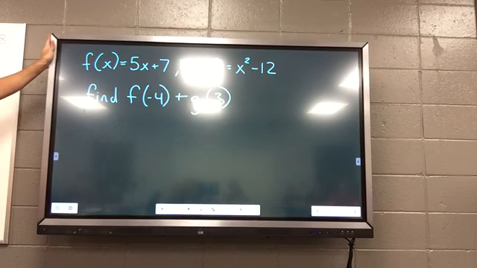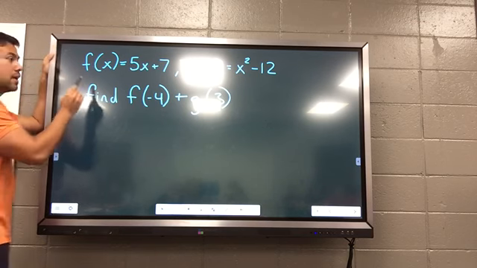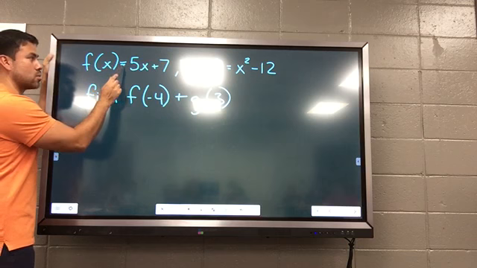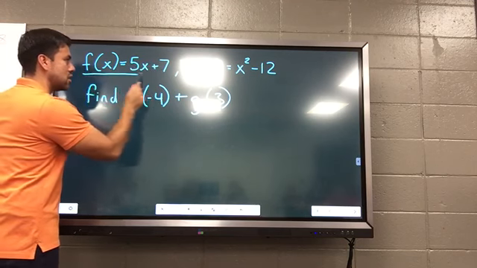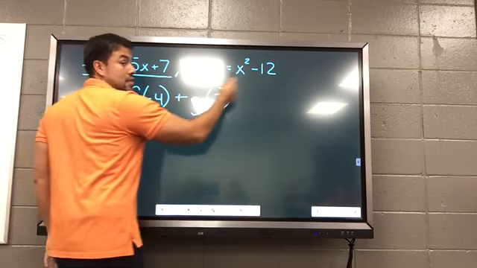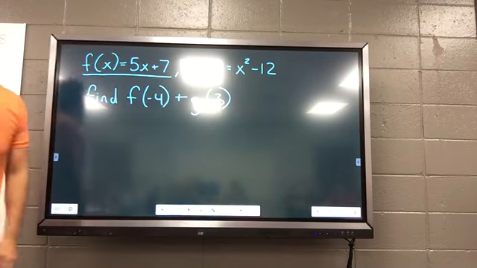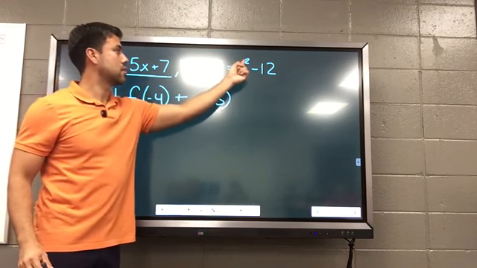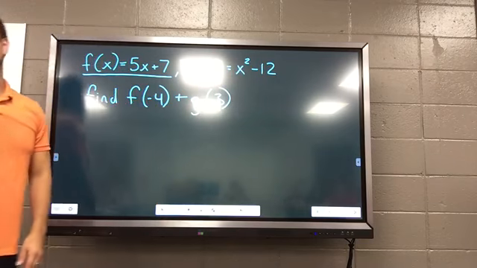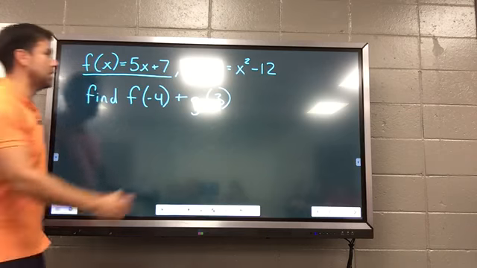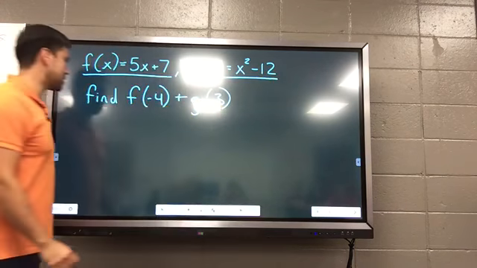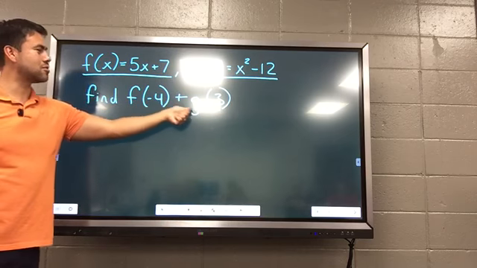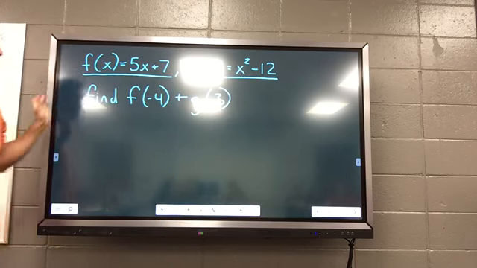Or another reason we work this out is because we get problems like this. Now, look at it. Don't get too overwhelmed. Let me read it to you, and then let's see how we work it out. This is read, f of x equals 5x plus 7. So you see this function? Let's read it. g of x equals x to the second minus 12. How many of you could read it if I asked you to read me the problem? And then they're asking you something like this: find f of negative 4 plus g of 3.